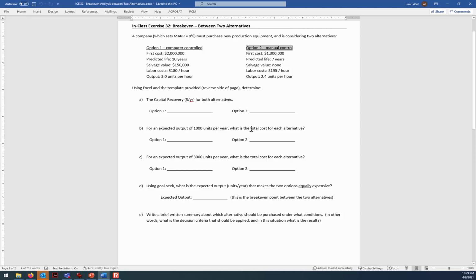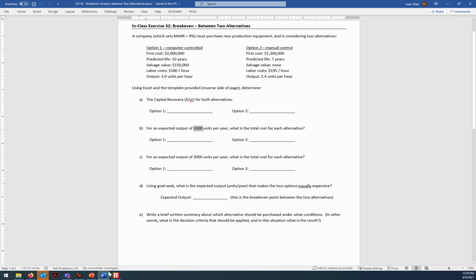So we want to know the total cost. Total cost includes capital recovery and the labor costs, so fixed and variable costs. That's at 1,000 units for option 1 versus option 2.